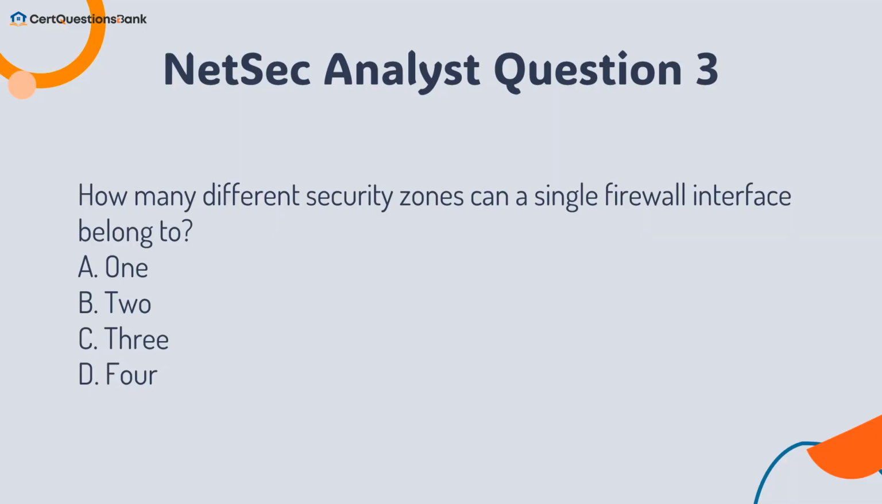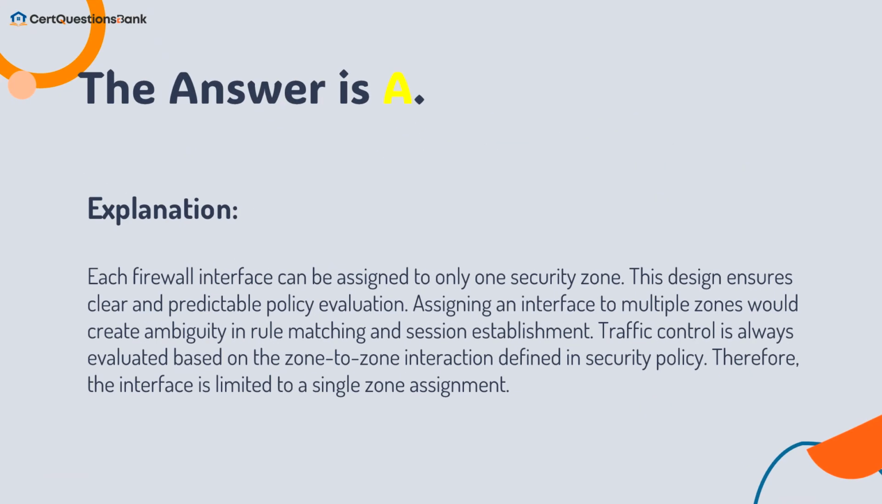How many different security zones can a single firewall interface belong to? A. 1 B. 2 C. 3 D. 4. The answer is A.